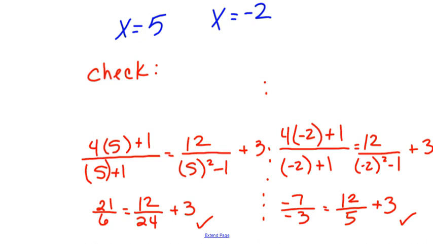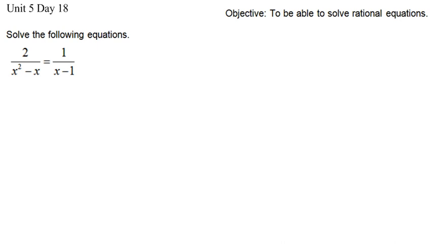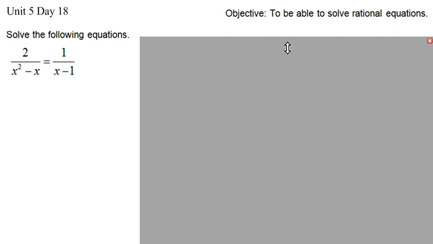Let's take a look at one more equation. Here we have 2 divided by x squared minus x equals 1 divided by x minus 1. Again, with our rational equations, we want to make sure everything is in factored form. So as we check, 2 is okay, x squared minus x, that we need to factor. Both terms have an x, so we could write that as x times x minus 1. 1's okay, already in factored form, and so is x minus 1.